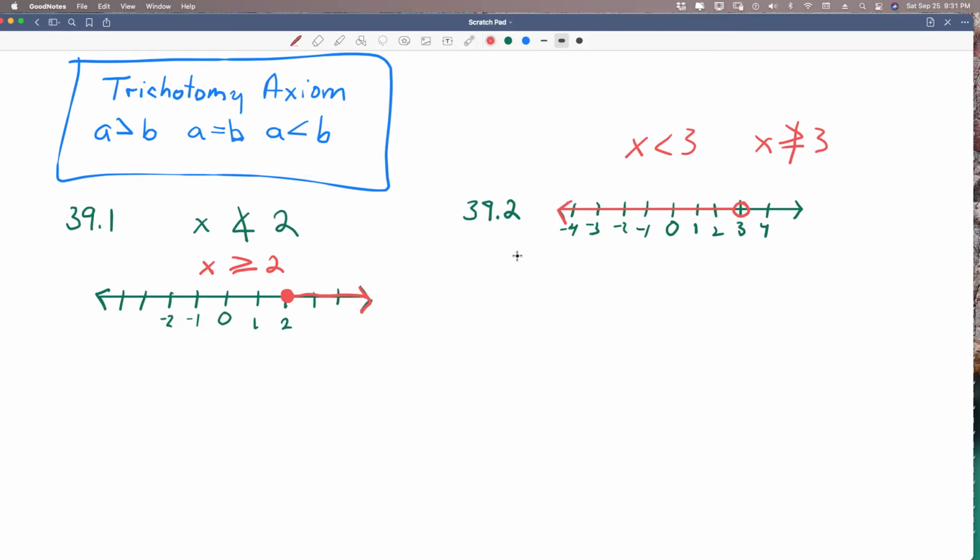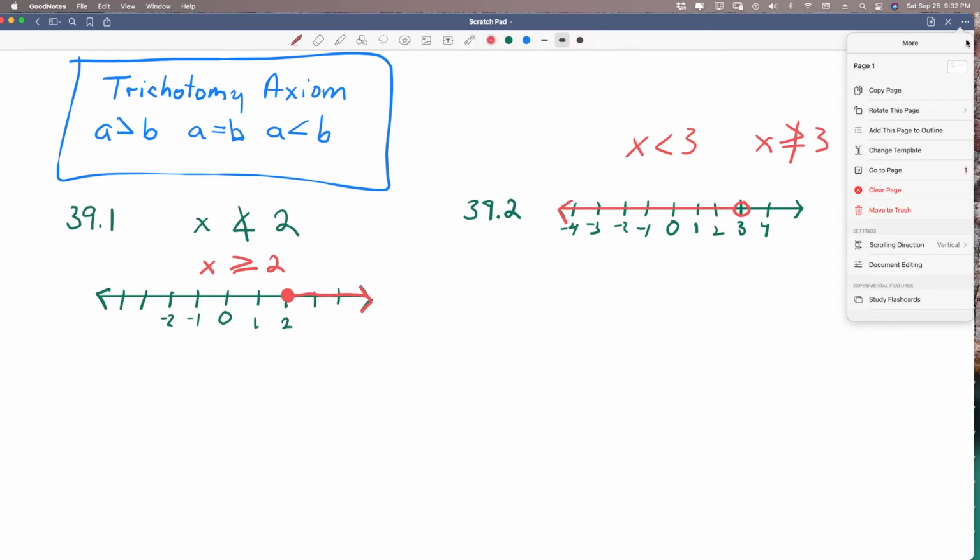All right. So now that's all we have for the number lines and the trichotomy axiom. So let's move on to advanced ratio problems. I'm going to clear the page. Pause and take notes if you need to.